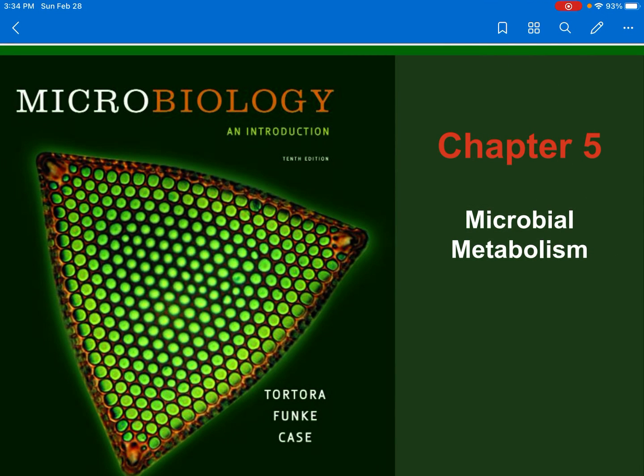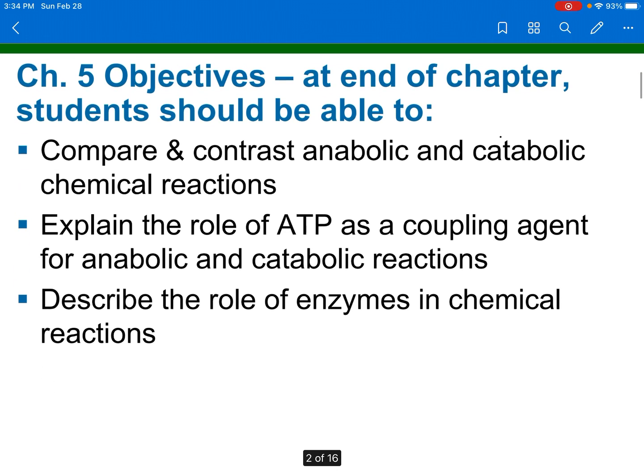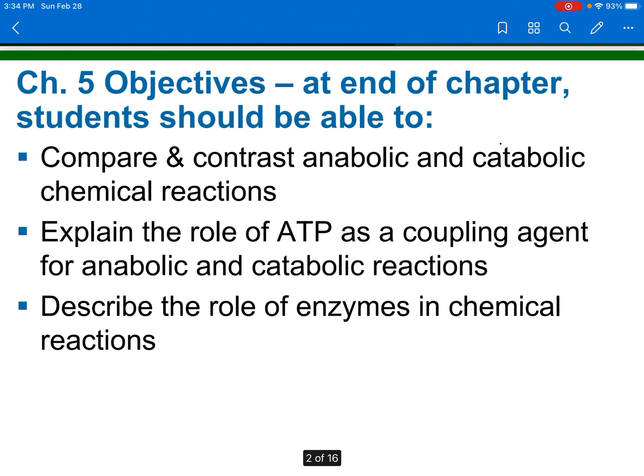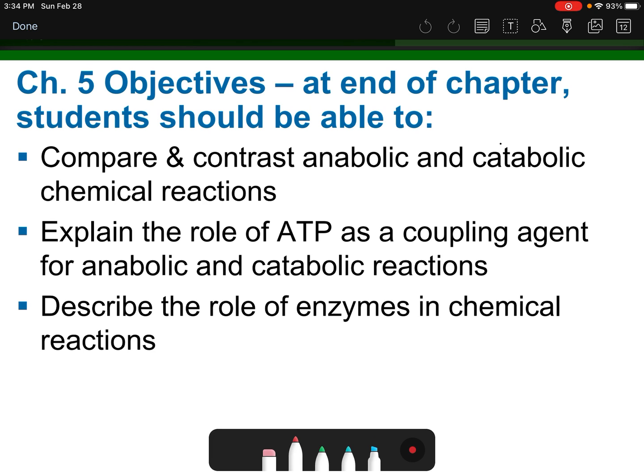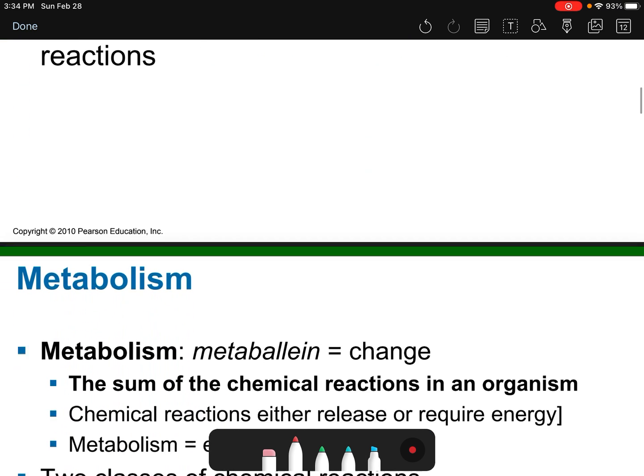All right, we're starting a new chapter. It's on microbial metabolism. And our objectives for this part one of the notes are that you should be able to compare and contrast anabolic and catabolic reactions. Within this, we're going to explain the role of ATP as a coupling agent in these reactions and the role of enzymes in these chemical reactions.